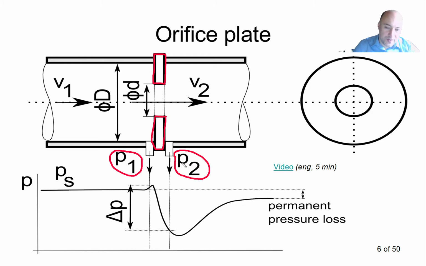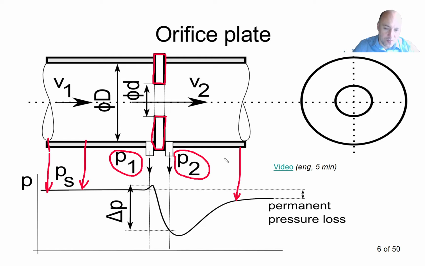Now, if we look at the static pressure in the pipe, we would see this pressure profile. If we measure the pressure here, we would see this pressure. If we see the pressure here, we will see this pressure there. If we measure the pressure here, we will see this pressure. So this chart at the bottom shows the pressure distribution along the pipe length. And it is clear that we will see some pressure difference between the pressure in front of the orifice plate and after the orifice plate.